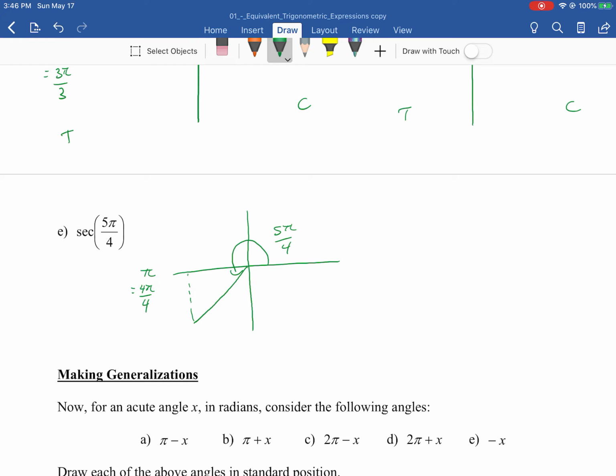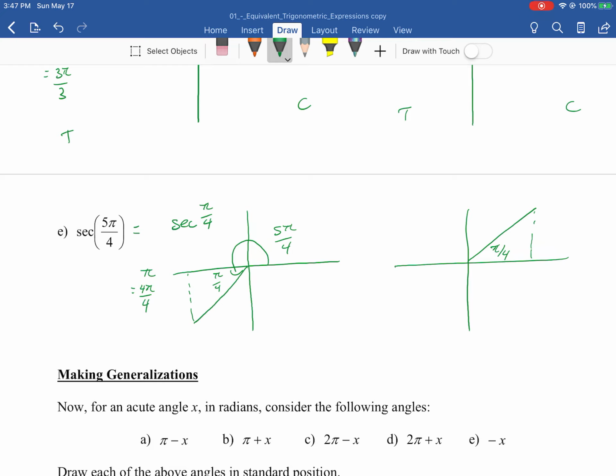What's the related acute angle? Well, to the axis, it would have been 4 pi over 4. I went to 5 pi over 4, so I went an extra pi over 4. So the related acute angle is pi over 4. My second drawing gives the triangle just pi over 4. And what I want to say is, 5 pi over 4 results in a triangle that has pi over 4 as its angle. What that means is secant of 5 pi over 4 gives the same answer as secant of pi over 4.